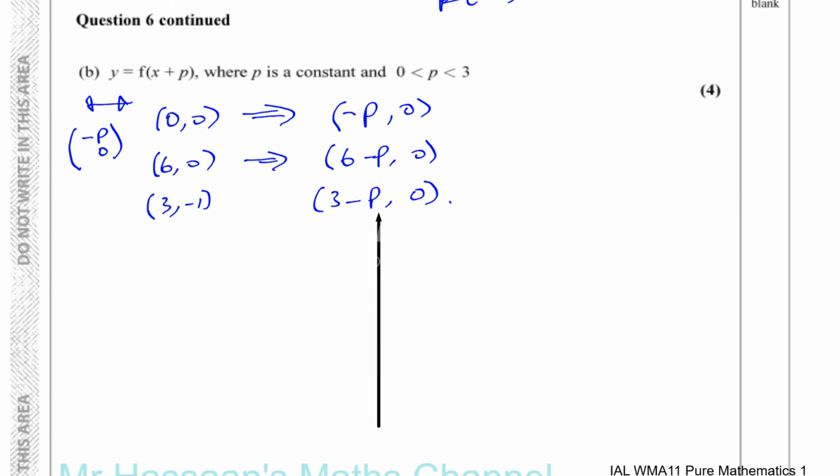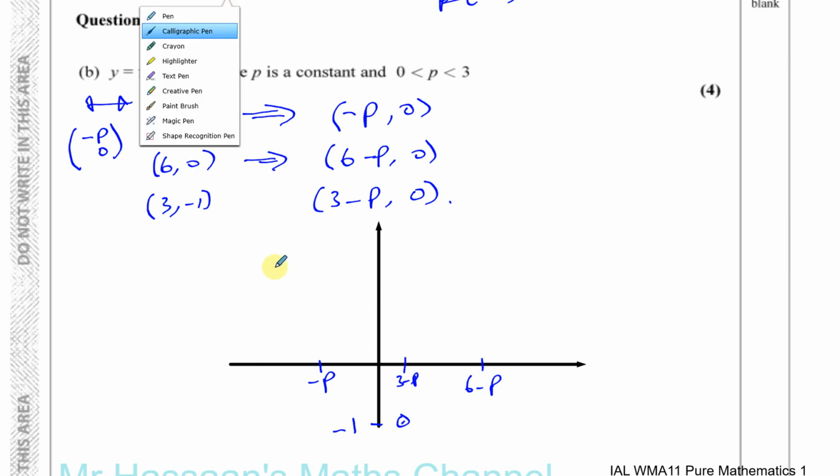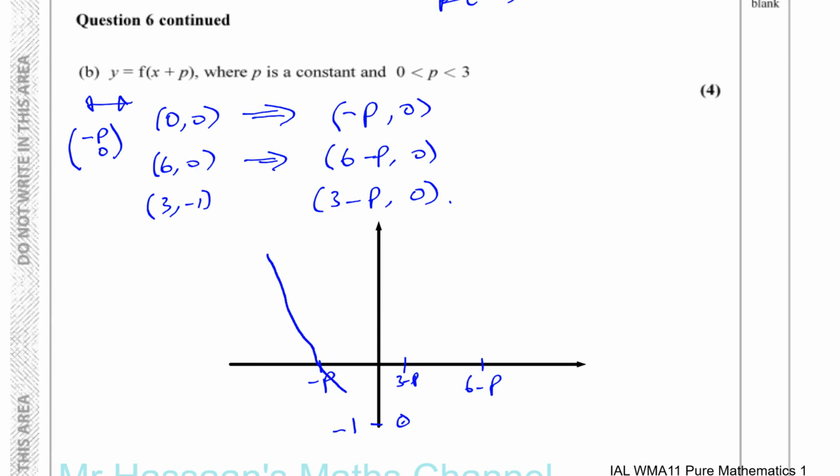So let's just make our axes. We have 0, 0 went to minus p, 0, which is over here somewhere, and 6, 0 went to 6 minus p, 0. Let me put this a bit more this side. And the turning point is going to be somewhere over here. Let's call that minus 1. So that's going to be 3 minus p. That's going to be the turning point. The curve will look something like this. This is y equals f(x plus p) with that condition. So this turning point, its coordinates are 3 minus p and minus 1.